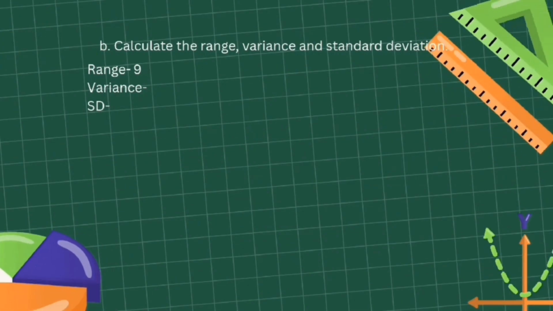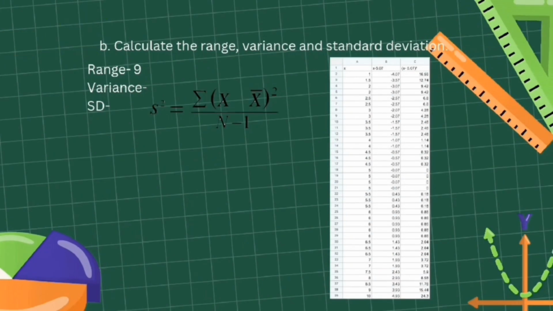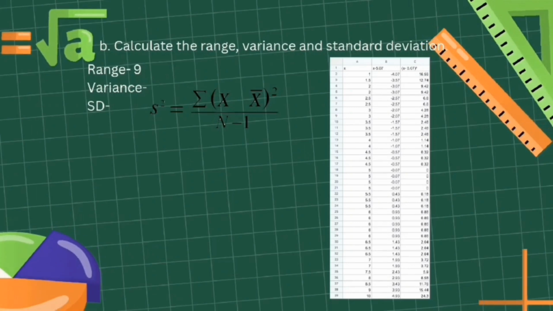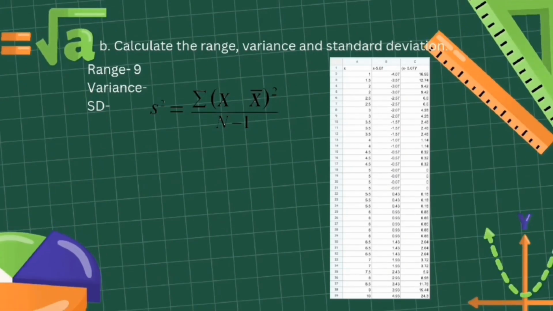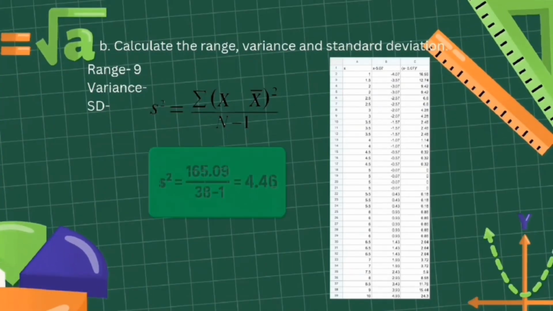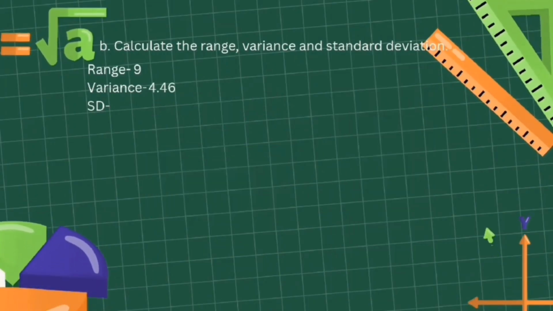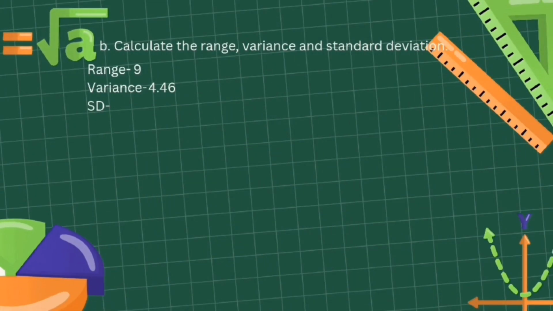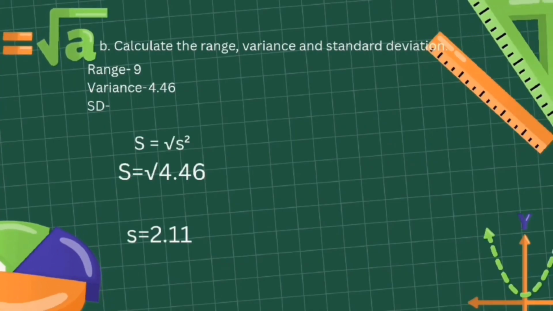Next is variance, which measures how spread out the data is from the mean. The formula is S squared equals the summation of f times the quantity x minus x bar squared, all over n minus 1. After completing the table and computations, we get S squared equals 155.0 divided by 37 equals 4.46. And lastly, for the standard deviation, S equals the square root of 4.46 equals 2.11.